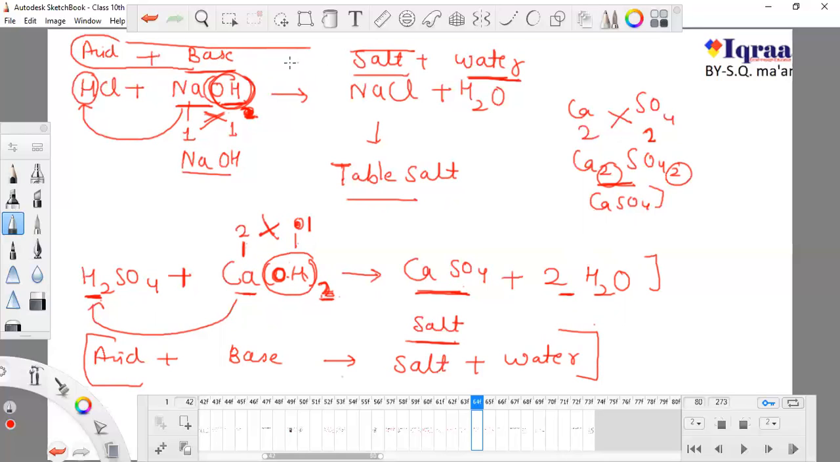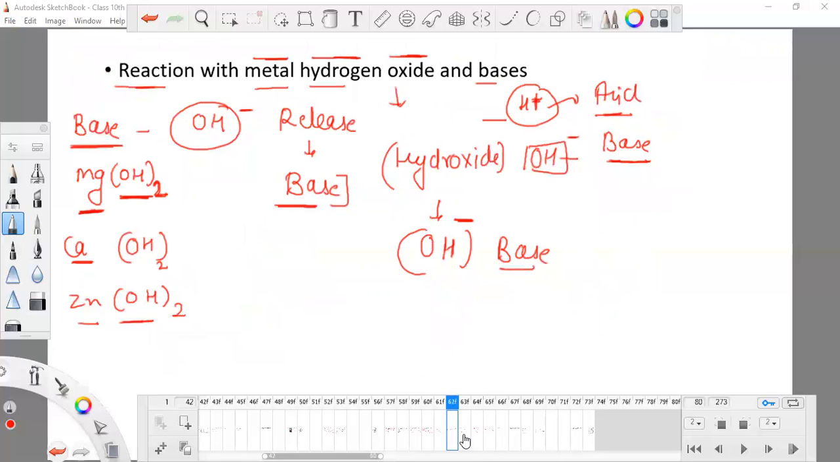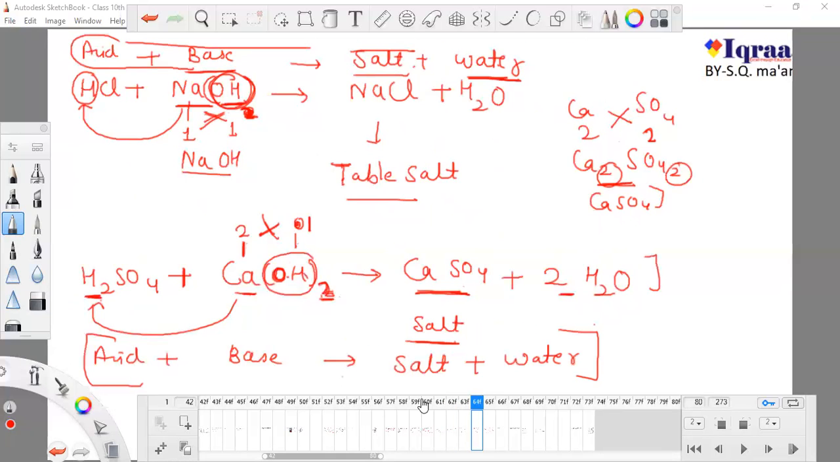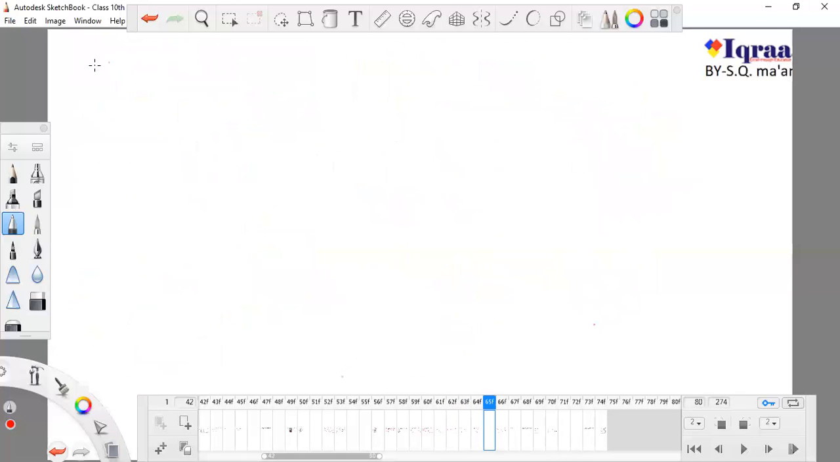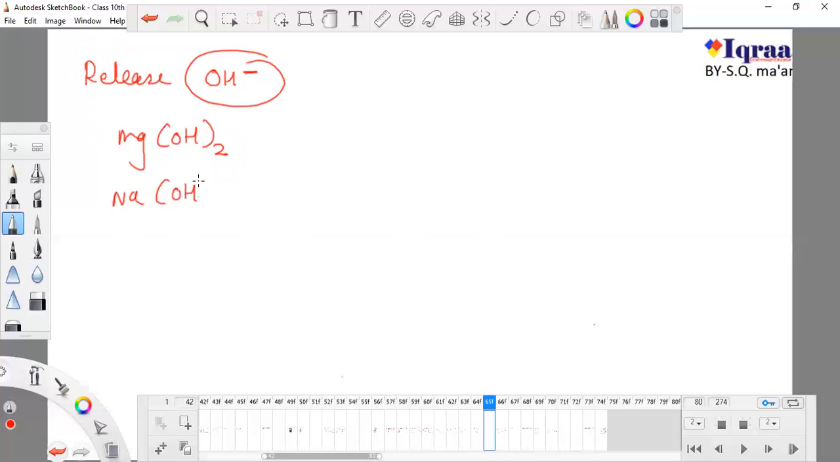When acid and base react, they will form salt and water. Whatever acid you use, whatever base you use, don't forget they will form the same result. And anything which can release OH minus ion can be a base. It can be magnesium hydroxide, where I'm using 2, you know why I'm using 2. It can be NaOH.